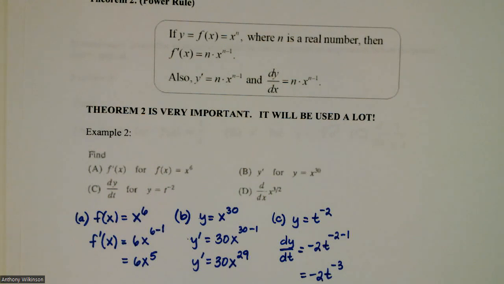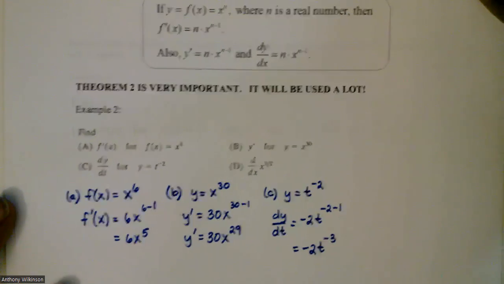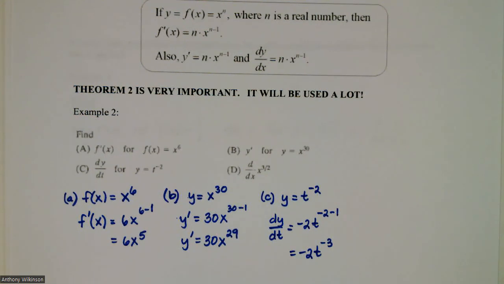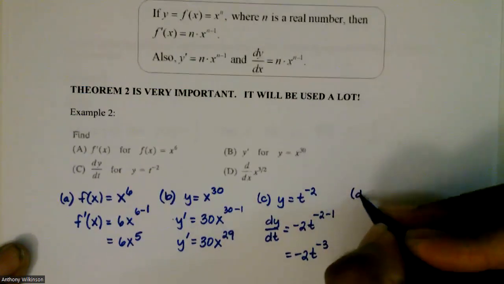Equal to negative 2 t to the negative 3 power. Okay, and I'm not sure how they want that. They probably just want it like that, negative 2 t to the negative 3rd power, because sometimes they want you to give your answer as a positive exponent. But that's fine. All right, part D.